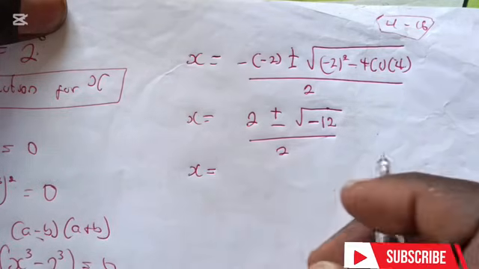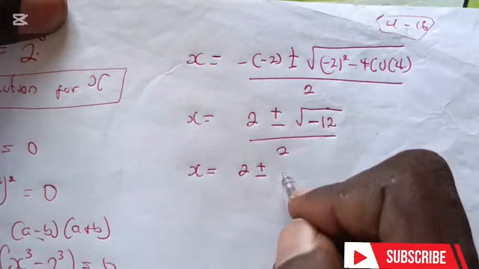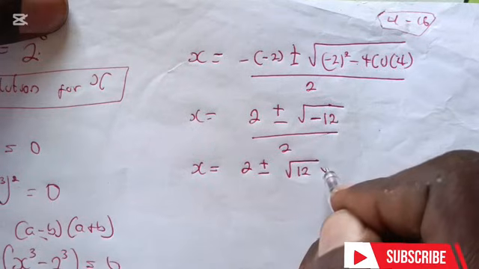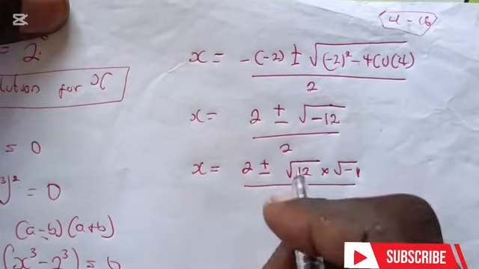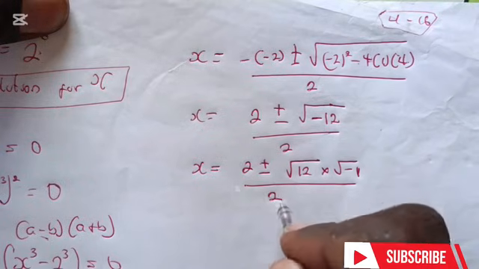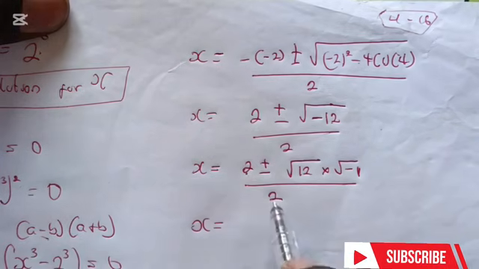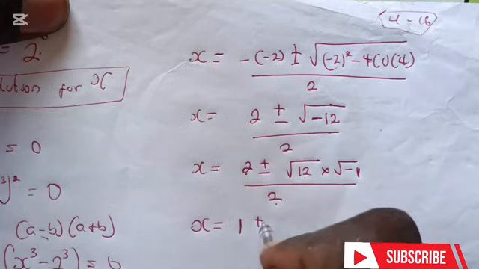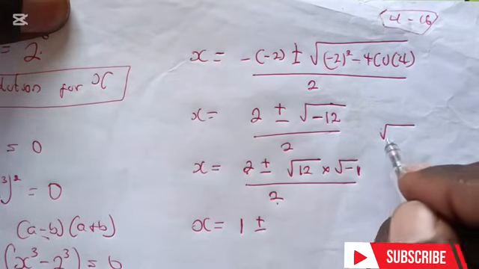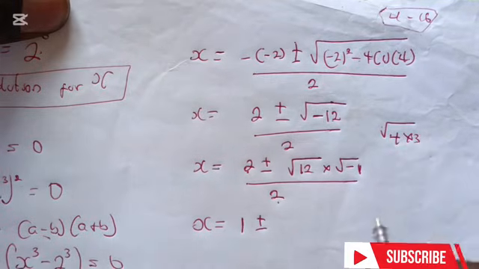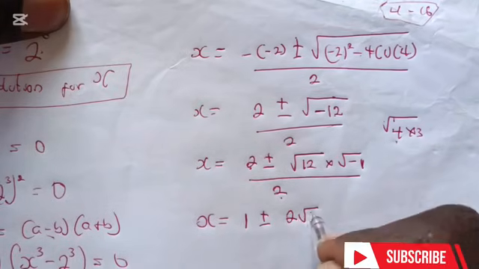Now we have x is equals to 2 plus or minus. Now we can write this as root 12 multiplied by root of negative 1 due to our third formula property, right, of multiplication. Now we can divide 2 by 2 here, so we have 1 plus or minus root 4. We can rewrite root 12 as root 4 multiplied by 3. Therefore root of 4 is 2, right? So we have 2 root 3.